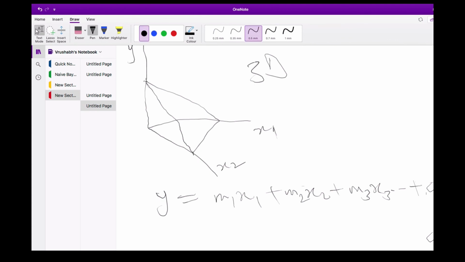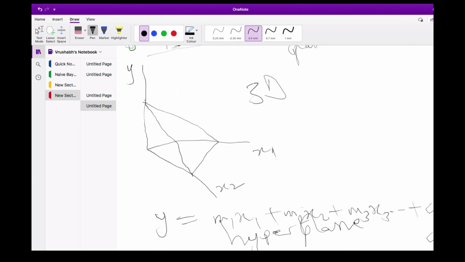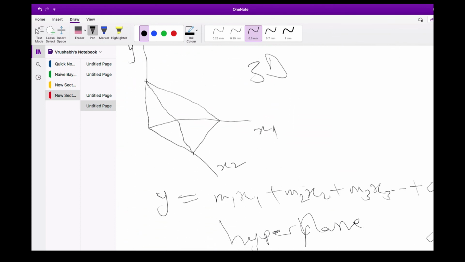So what is actually happening over here is that we've moved all the way from even the three-dimensional space to what is referred to as the hyperplane. Just take note of that. We'll be seeing this as we progress in the course. So now we've moved from the equation of a line to a plane to a hyperplane.